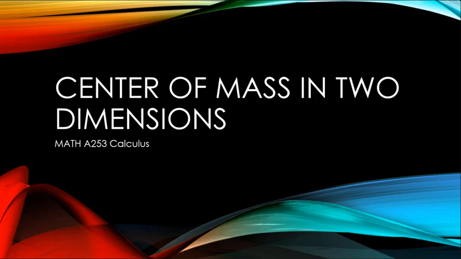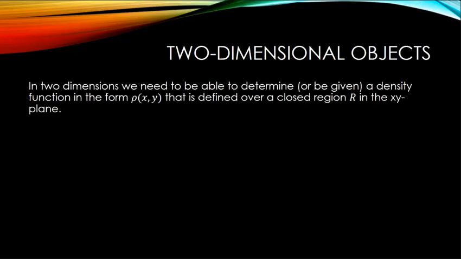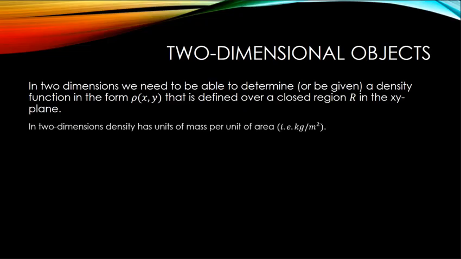In this video, I want to explore the center of mass in two dimensions. When I have a two-dimensional object, we need to be able to determine, or at least be given, some kind of density or density function in the form of rho equals xy that will be defined over a closed region R in the xy plane. In two dimensions, density will have units of mass per unit area, such as a kilogram per meter squared. A two-dimensional region is a representation of a thin plate that we could call a lamina.